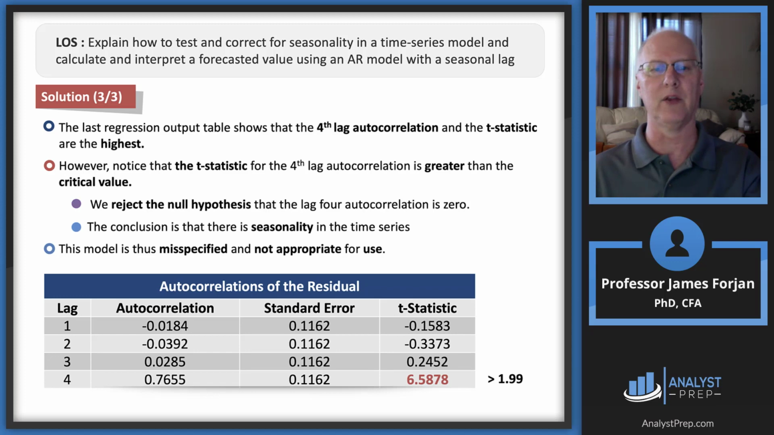However, the fourth one is, right? So we're going to reject the null hypothesis that the lag 4 autocorrelation is 0. That means there must be seasonality in the time series. That means we can't use it. The model is misspecified.